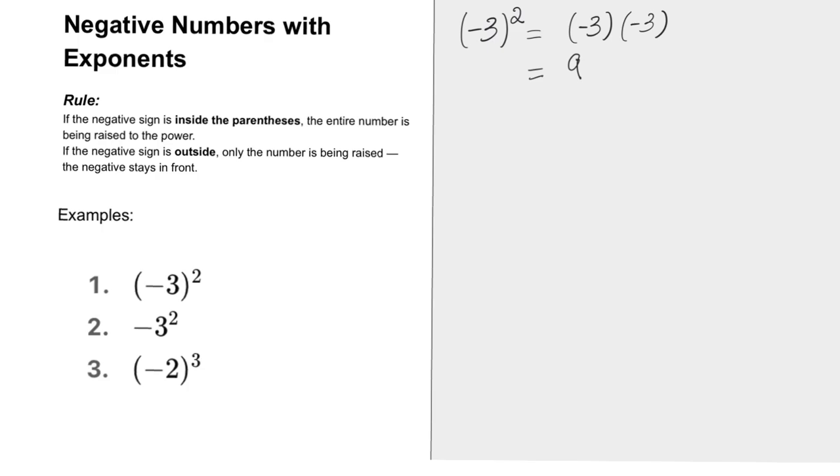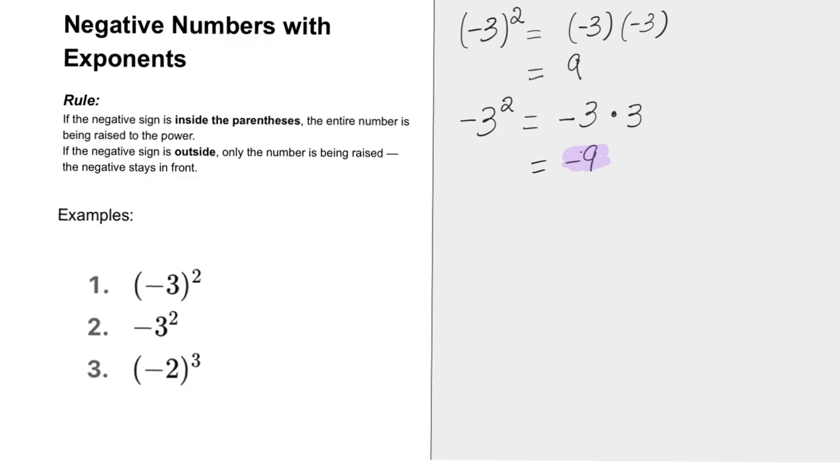Here's another one. When we have -3 and the negative is not inside the parentheses, the answer will be -3. So the base is not -3 times 3. The answer will be -9. Okay, so those two are two different things. As you can see, we're getting two different answers.